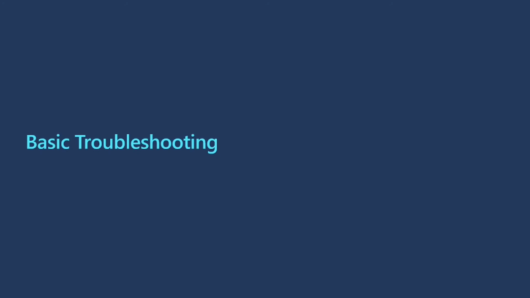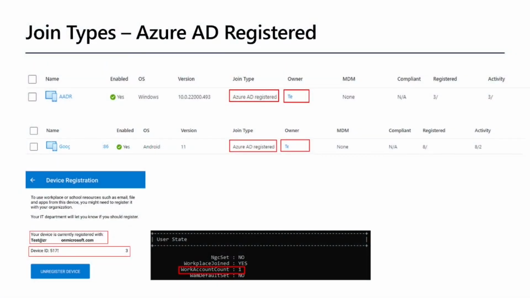Now let's go through basic troubleshooting steps. To verify Azure AD registered state, we need to go to Azure Active Directory computer object and we should see the join type is Azure AD registered. Also, we should see there is an owner for Azure AD registered devices because, as we mentioned, this join type is triggered under user context, which means it is performed by the user himself. Also, we should see registered date and time populated under registered column. If we went to the Windows device and we run dsregcmd status output, we should see work account count equals 1.